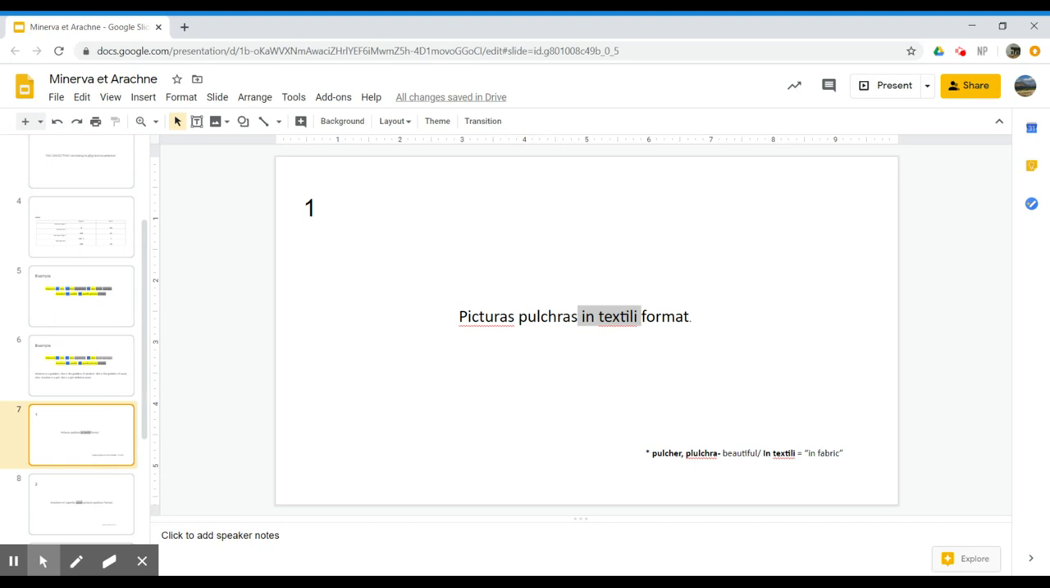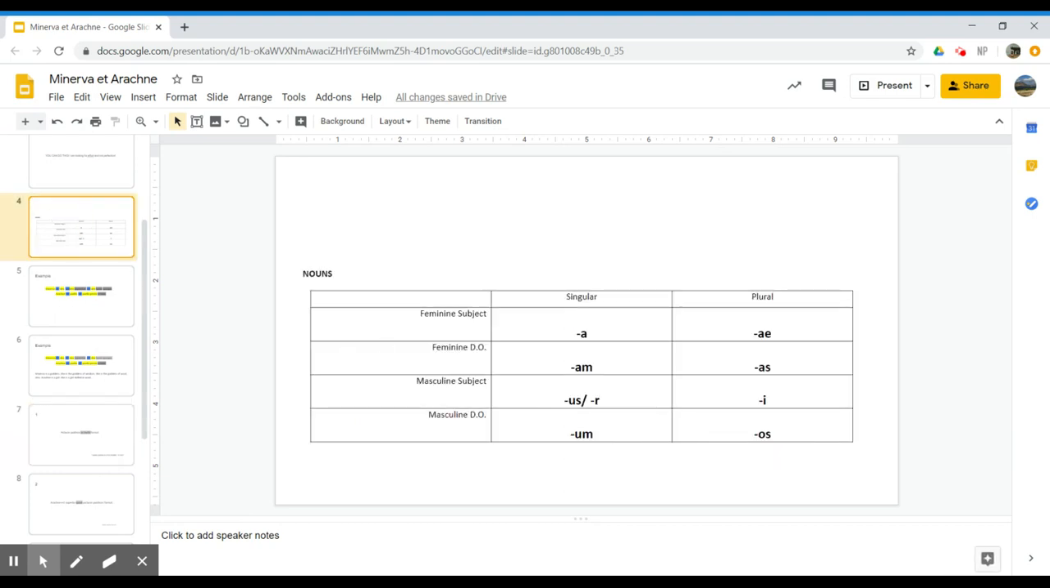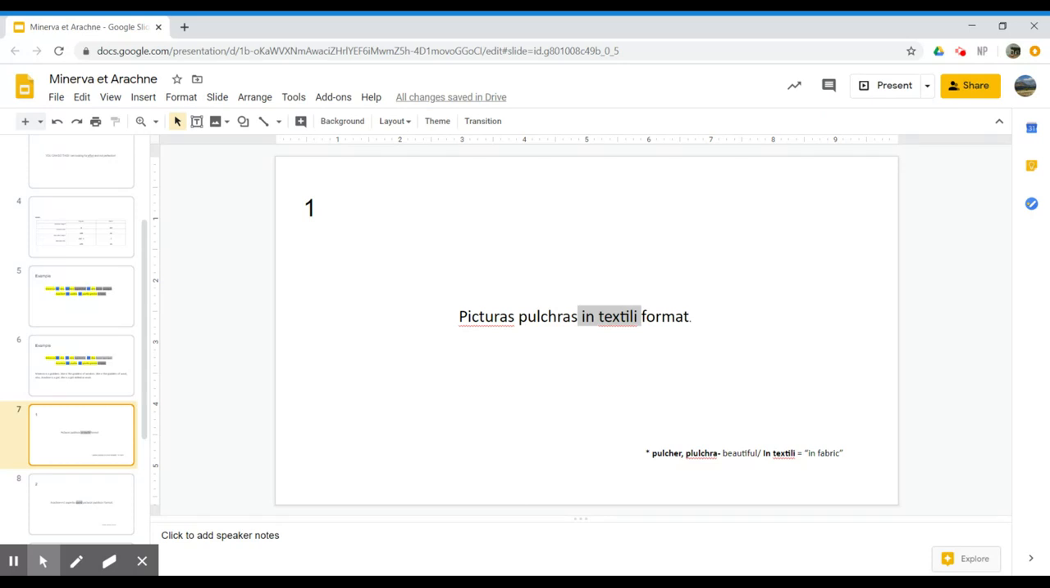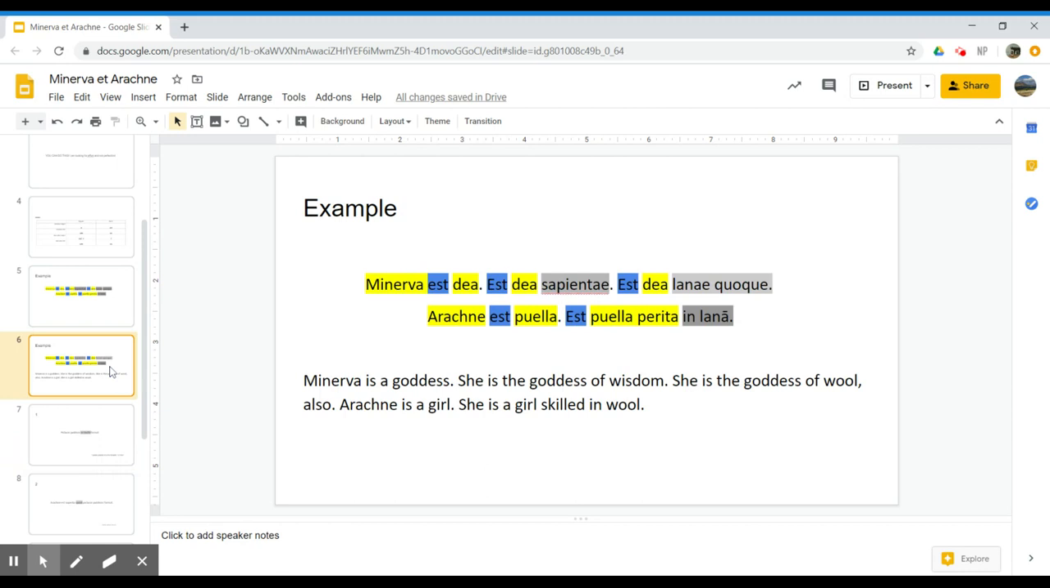In textile, I'm not going to touch. Format ends in a T. I take a look on my chart. I don't see any T's on here. Maybe you can think for a second what kind of word ends in a T. It's a lot like est from our previous slide.